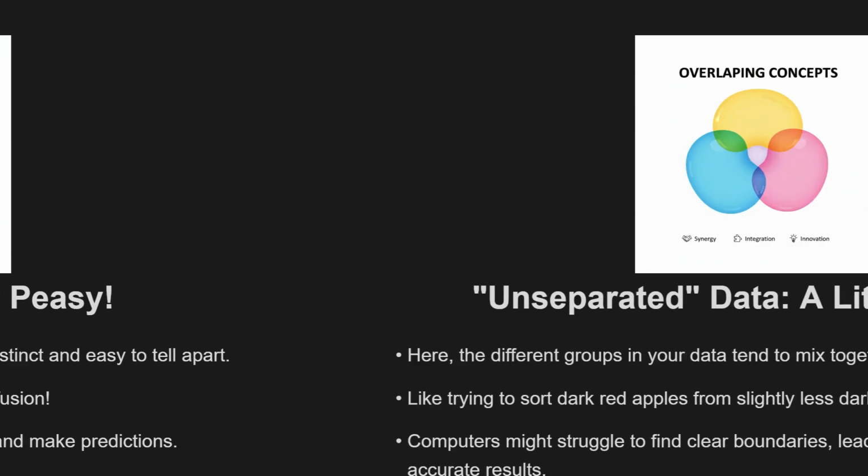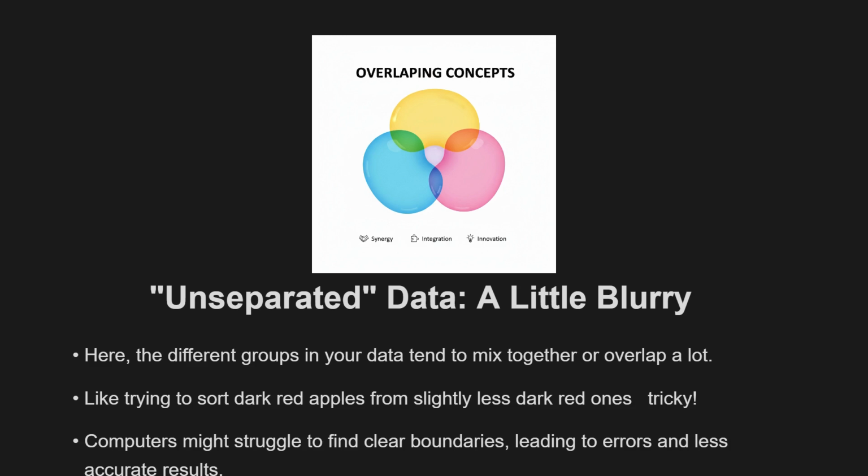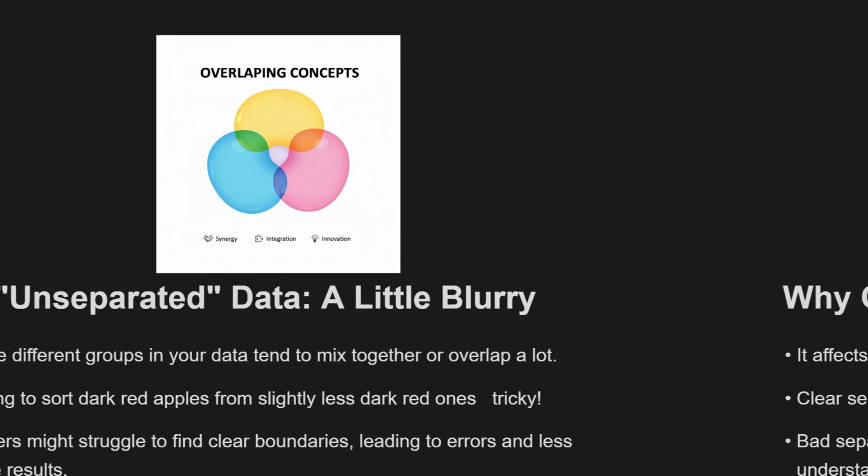Now, what about unseparated data? This is where things get a little blurry. Picture that same basket of apples, but this time, you have dark red apples, slightly less dark red apples, and some that are kind of reddish green. It's much harder to sort them neatly, isn't it? Unseparated data means the groups overlap a lot, making it difficult for computers to find clear dividing lines. This can make their learning process much harder and lead to more mistakes.